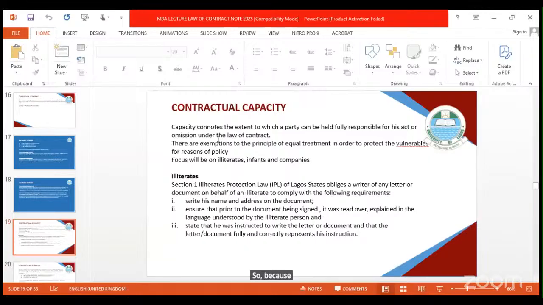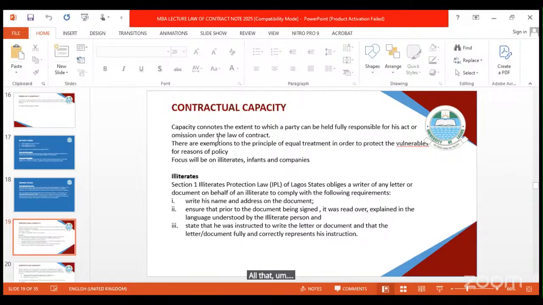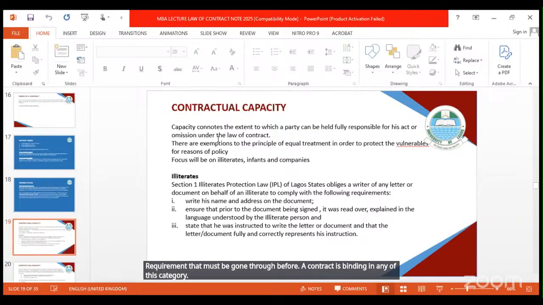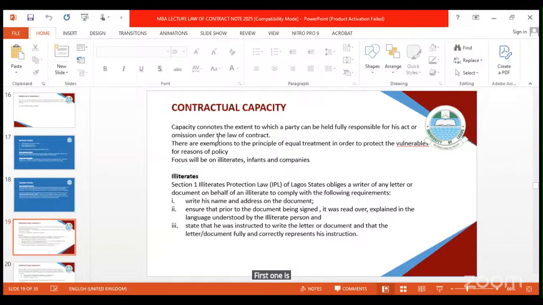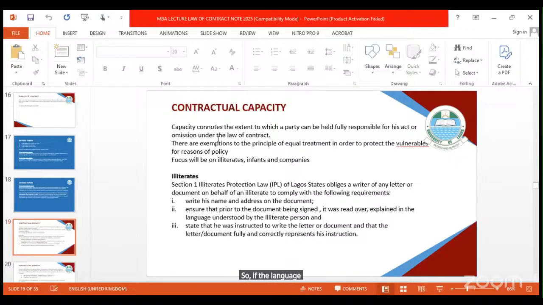Because these other persons are vulnerable, the law deems that they might not have the capacity to think through all that is required. So the law makes some requirements that must be gone through before a contract is binding on any of this category. First one is the illiterate. An illiterate is someone that cannot read and write in the language of the contract. So if the language of the contract is English, and a party cannot read and write in English, then that person is illiterate.